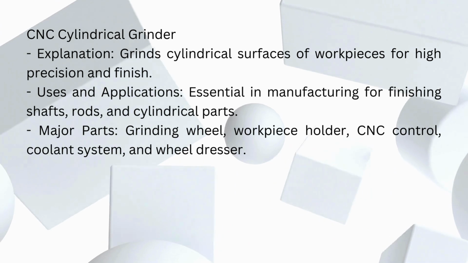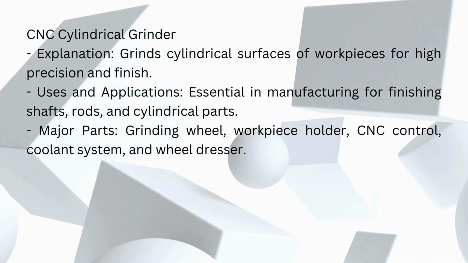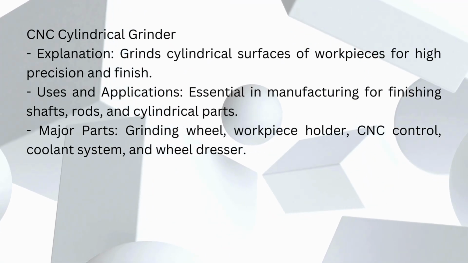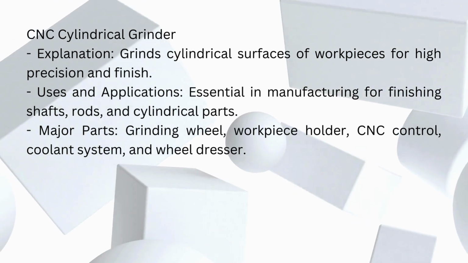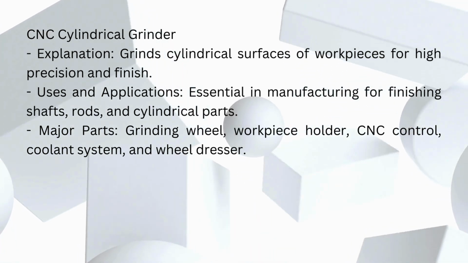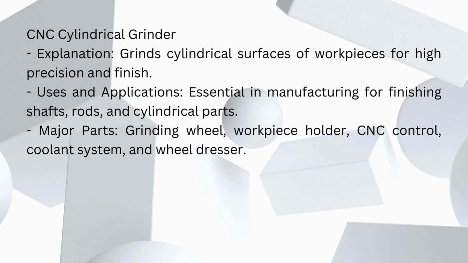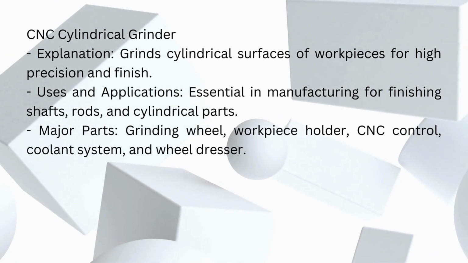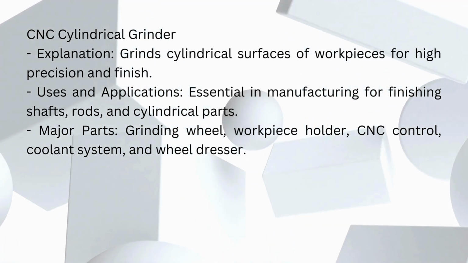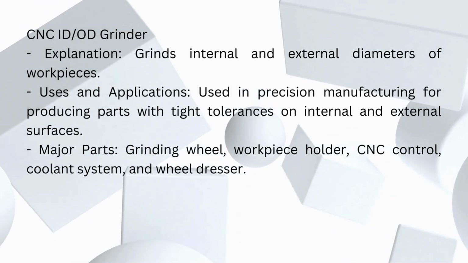CNC cylindrical grinder. Explanation: grinds cylindrical surfaces of workpieces for high precision and finish. Uses and applications: essential in manufacturing for finishing shafts, rods, and cylindrical parts. Major parts: grinding wheel, workpiece holder, CNC control, coolant system, and wheel dresser. CNC ID/OD grinder.